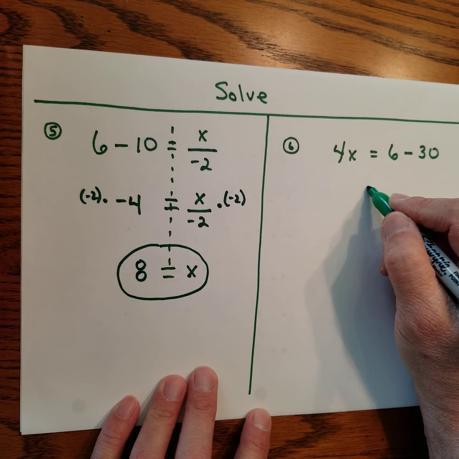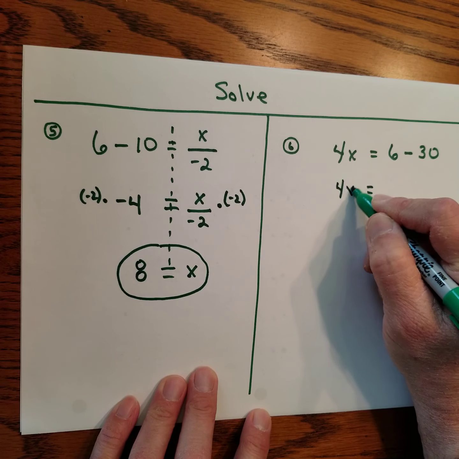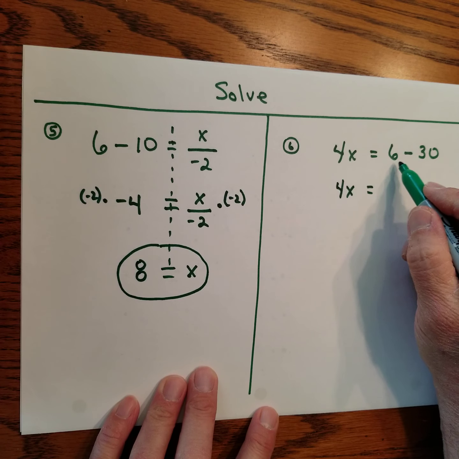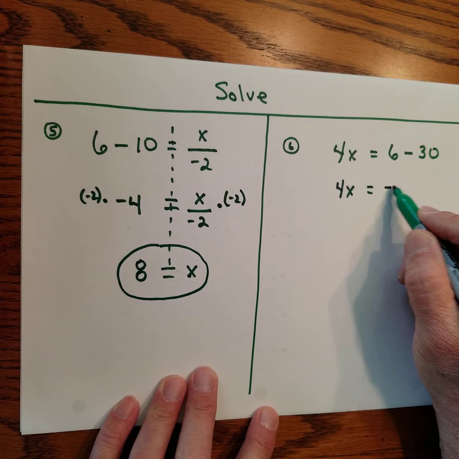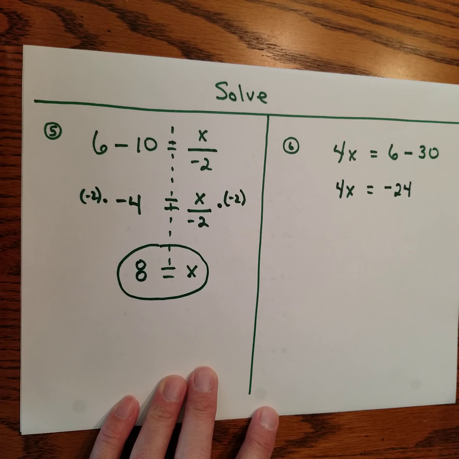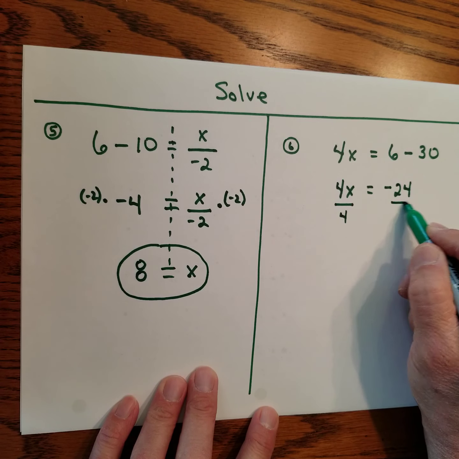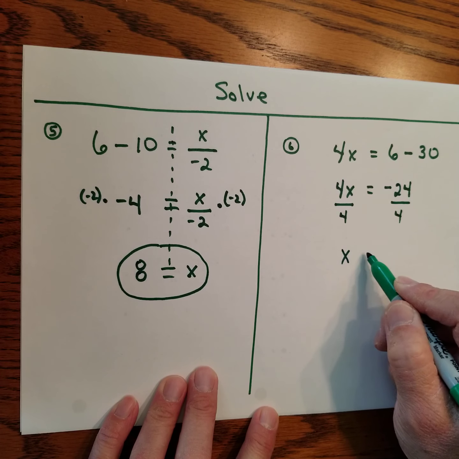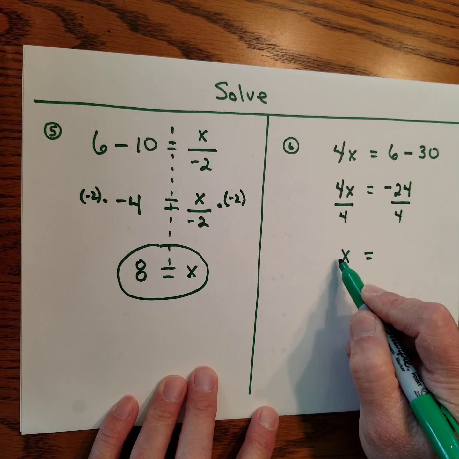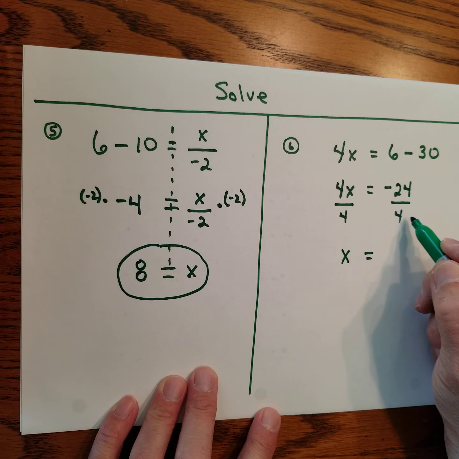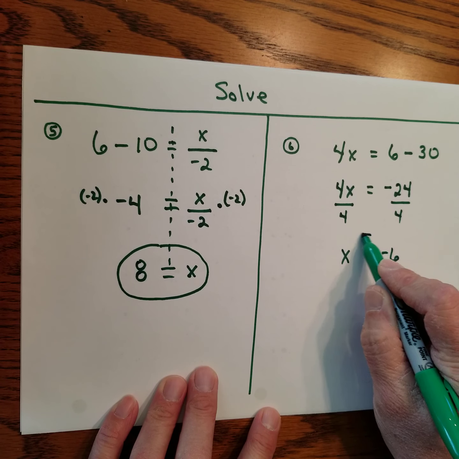Last example. Let's copy the 4x. 6 minus 30 is negative 24, divided by 4. 4 divided by 4 is 1x. A negative divided by a positive is a negative.